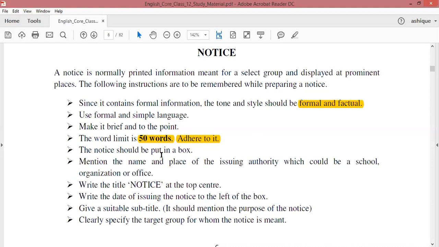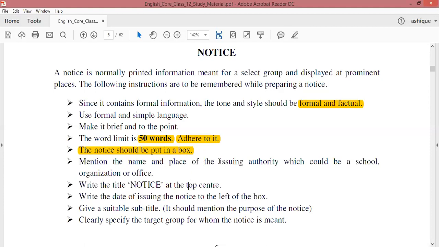The notice should be put in a box. That is always a big question from students: should we keep our writing in a box or not? Clearly, I have written here that the notice should be put in a box. Getting my point? You should write a notice and place it in a box. Clear? The next point is here in front of you.